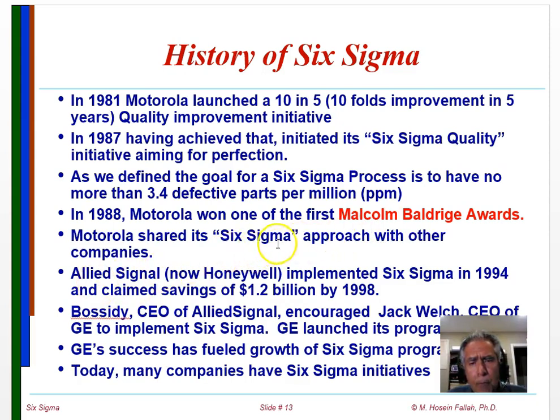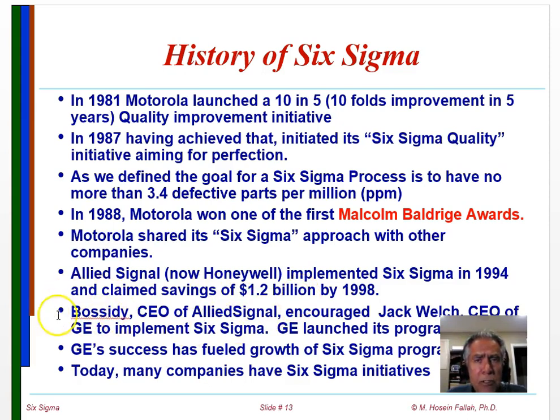But between 1988, when Motorola won the award and publicized its Six Sigma program, and shared that with other companies, it took a while before the program really caught up with the industry. One of the companies that extensively used Six Sigma was Allied Signal, which is now part of Honeywell. And Allied Signal claimed that between 1994, when they started using Six Sigma, and 1998, the savings from the program, the cost saving, was about $1.2 billion.